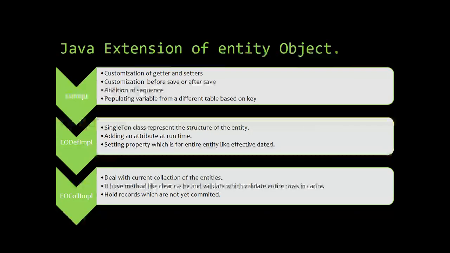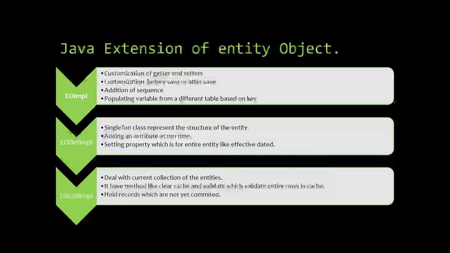Now coming to the Java extension of the entity object. Any entity object can be extended with 3 different Java classes: EOIMPL, EODefinition IMPL, and EOCollection IMPL. EOIMPL is where you customize your getters and setters, where you can do any customization before save or after save. Suppose you want to call a service right after the save. That's where you can use the employee entity EOIMPL.